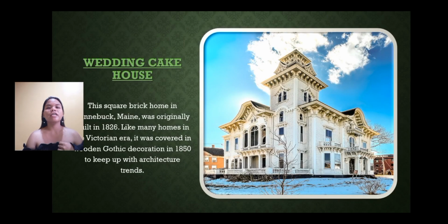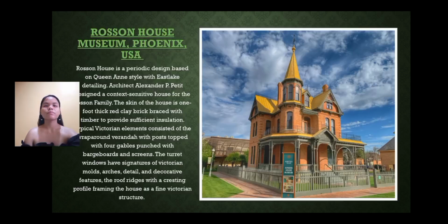The third one is the Wedding Cake House. This square brick home in Kennebunk, Maine was originally built in 1826. Like many homes in the Victorian era, it was covered in wooden Gothic decoration in 1850 to keep up with architectural trends. The fourth is the Ruston House Museum, located in Phoenix, USA.